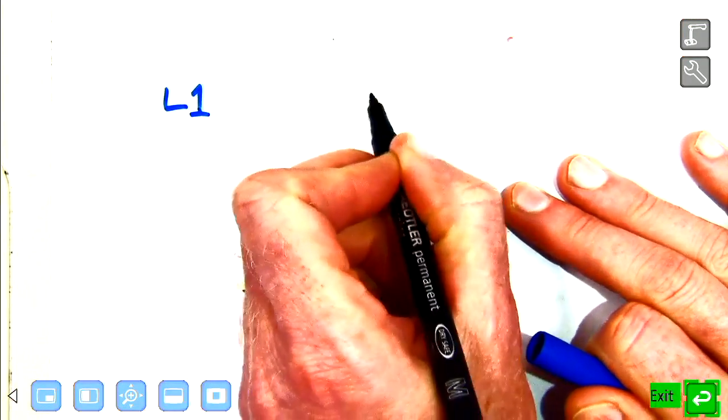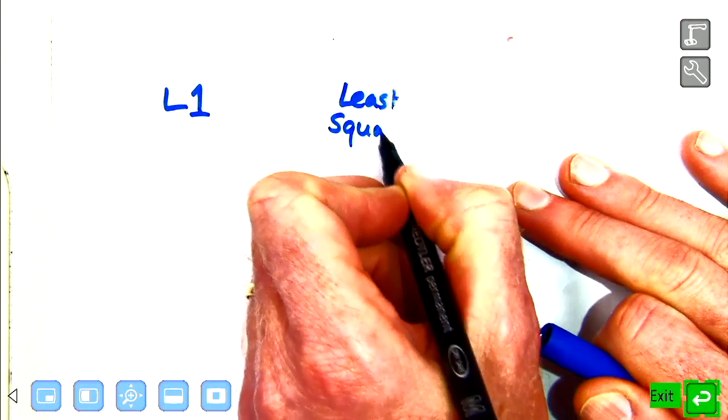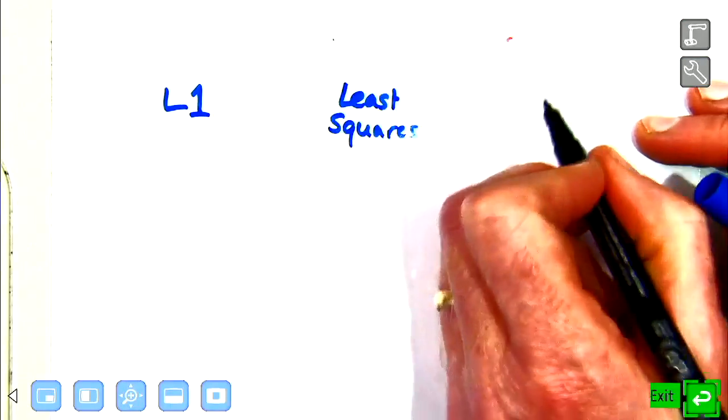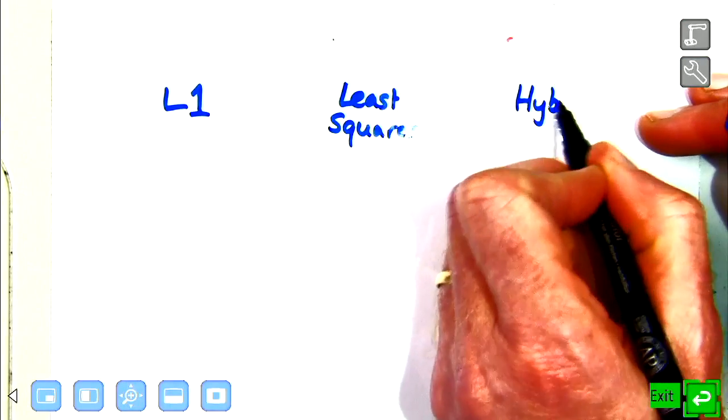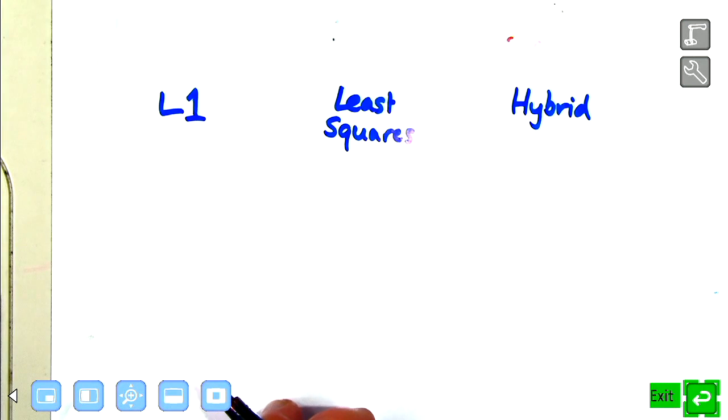So, L1, least squares. And this is going to be what I'm going to call a hybrid method. So we're going to have three we're going to talk about.